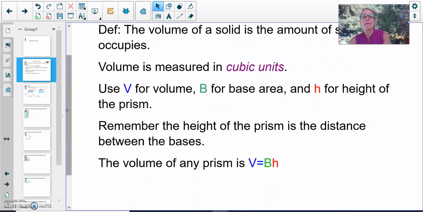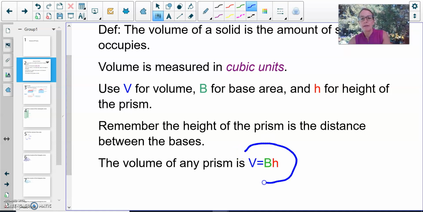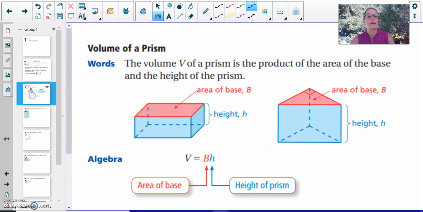The volume of any prism is given by the formula V equals base area times height. So that formula works for any kind of prism. The volume of a prism is the product of the area of the base and the height of the prism. So it works for a rectangular prism, triangular prism, any kind of prism. We have one formula for volume, base area times height.